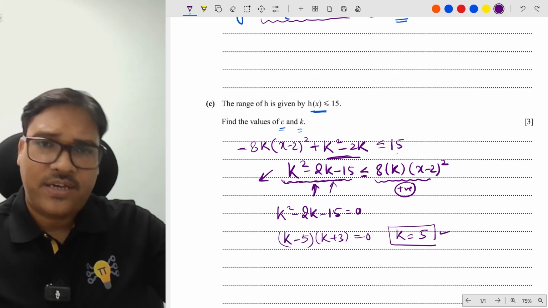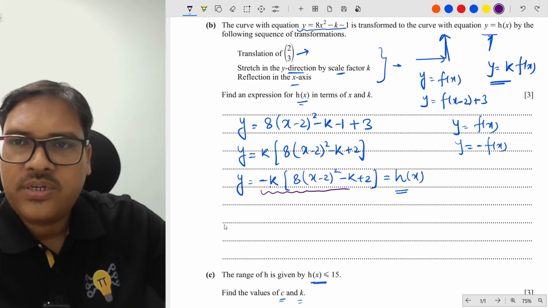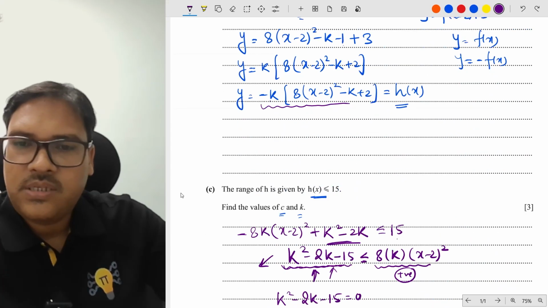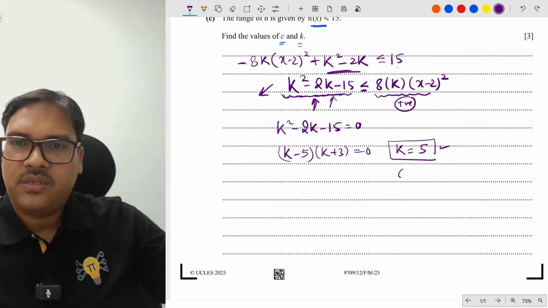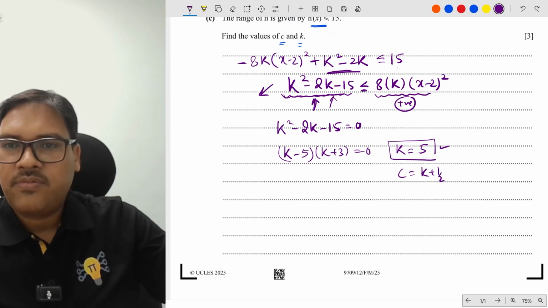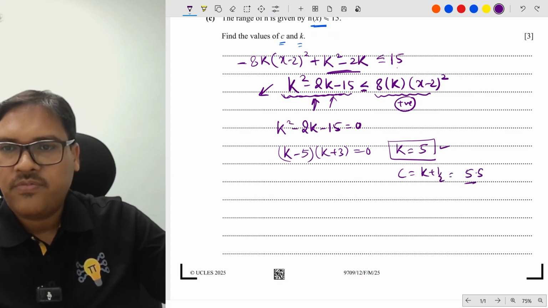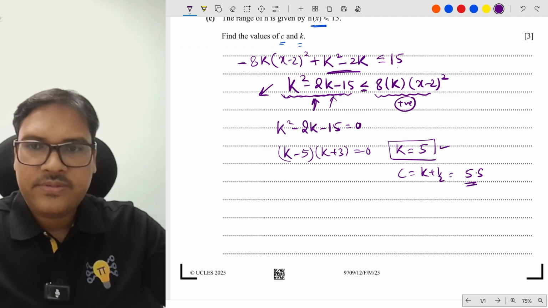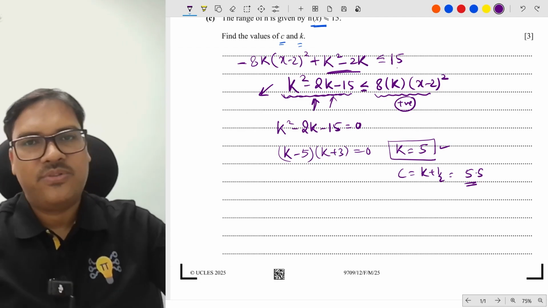So now if k is equal to 5, what is the value of c? You can easily find it because it is given that c is equal to k plus half, which is 5.5. So let's check the answer: k is equal to 5 and c is equal to 5.5. That is the answer to this question.